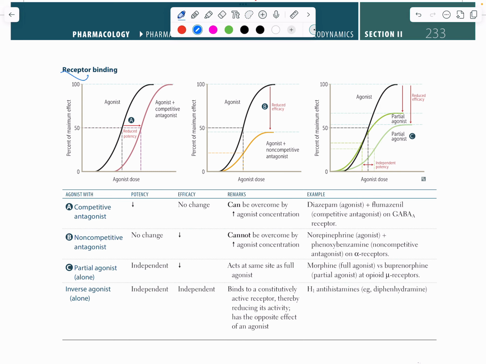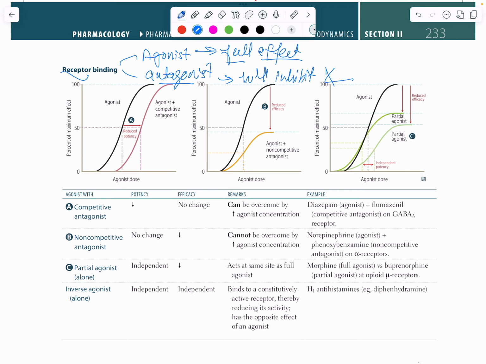In receptor binding, there are two types of stimulus, agonist and antagonist. The agonist will give full effect after attaching with the receptor, and the antagonist will inhibit or stop the effect of the reaction after attaching with the receptor. And you already know there are two types of inhibitors, competitive and non-competitive.